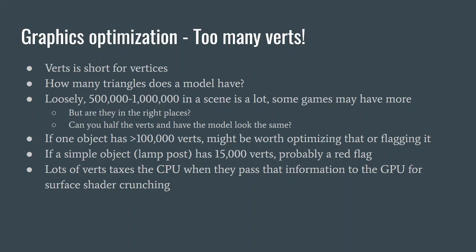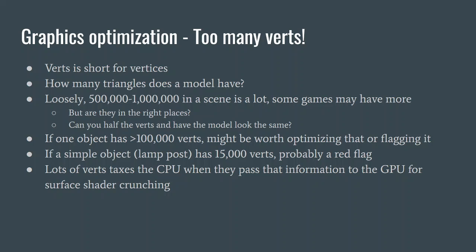It's pretty simple. But very roughly, and this really depends on the hardware you're building for, if it's mobile, it might be even less, it might be more, around 500,000 to a million verts in a scene is quite a lot. If you're getting into that territory, it's probably time to take a look at optimizing some of your models. And you can check this stuff in Unity. It'll count how many verts are rendering, how many verts are in the scene, and all that kind of stuff.